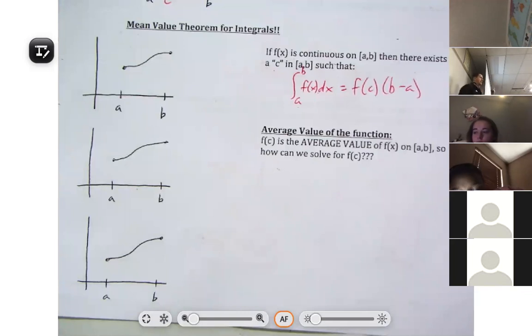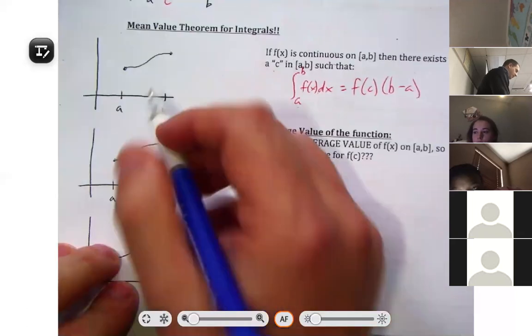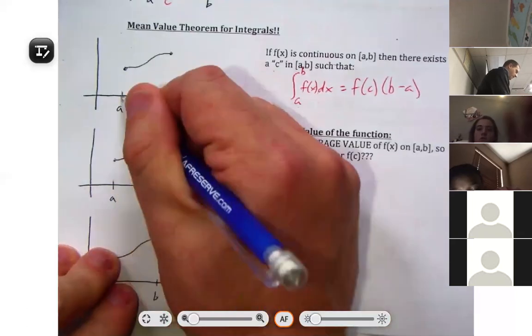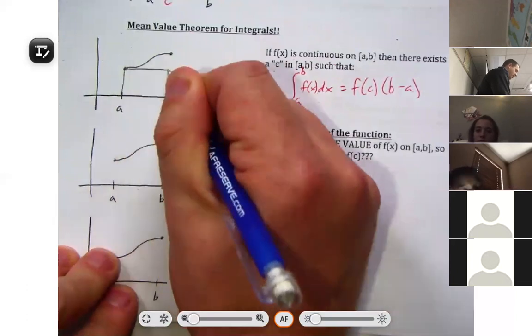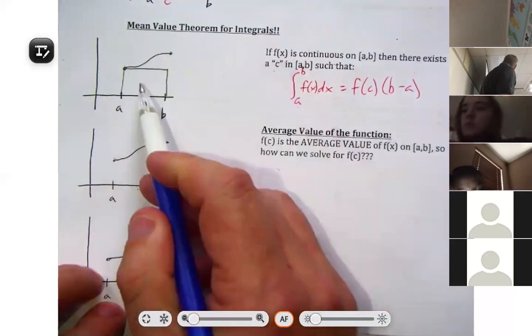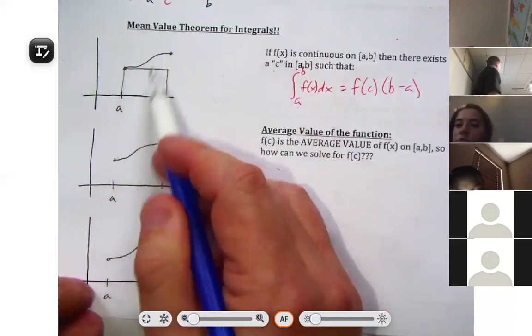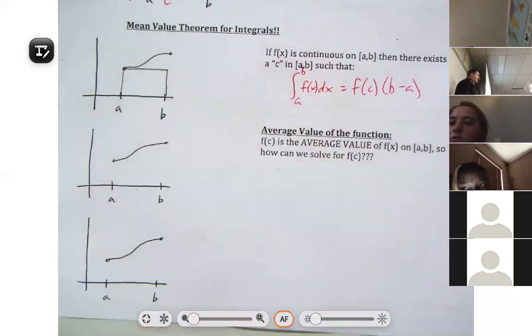Imagine I put in one rectangle. It's going to be brutal. Imagine I start at the left endpoint and I go up and I go all the way over. Is the area of that rectangle the same as all the area under the curve? Brooke said no. No, it's not at all.